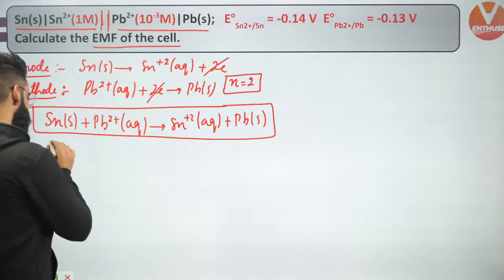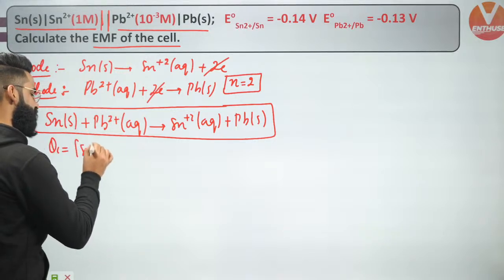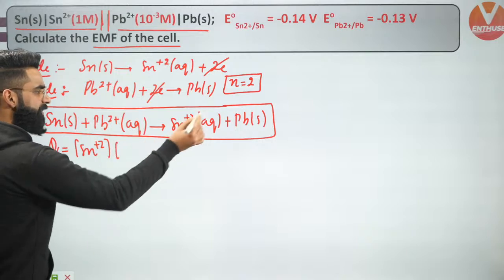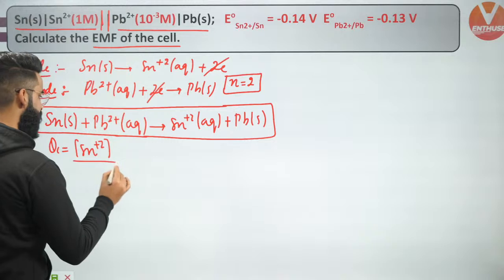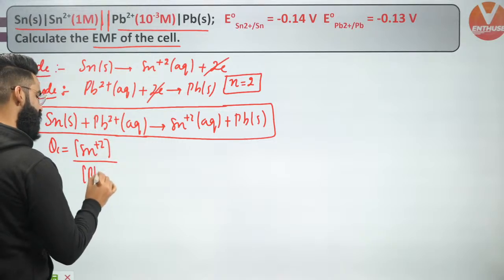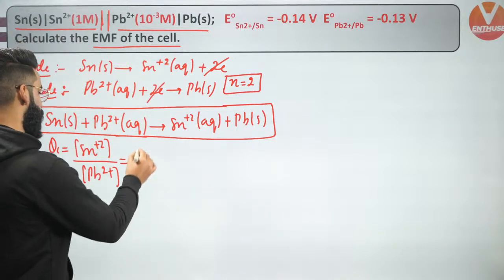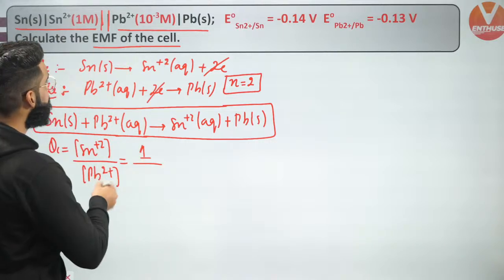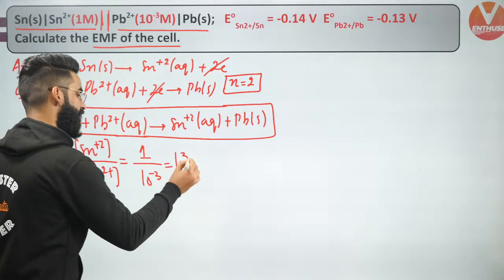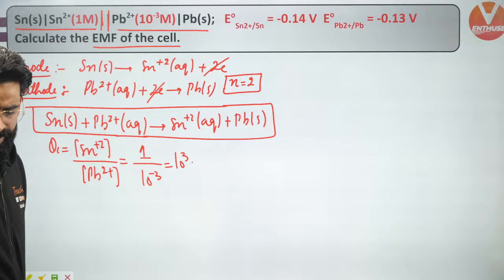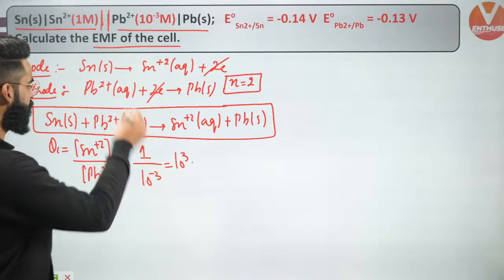Now the point is, what is the value of Qc? The Qc value is simply the concentration of Sn²⁺ multiplied by the concentration of Pb solid, which will be simply 1, divided by the concentration of Pb²⁺. What is the concentration of Sn²⁺? It is 1. What is the concentration of Pb²⁺? It is 10⁻³. The value is going to come as 10³. So I got the value of Qc as well. People, you got the value of Qc. You know the value of n.